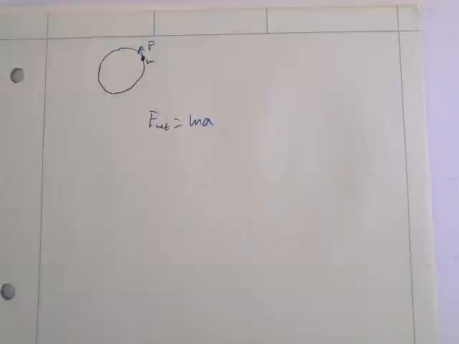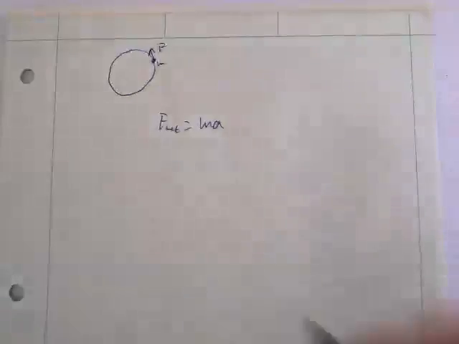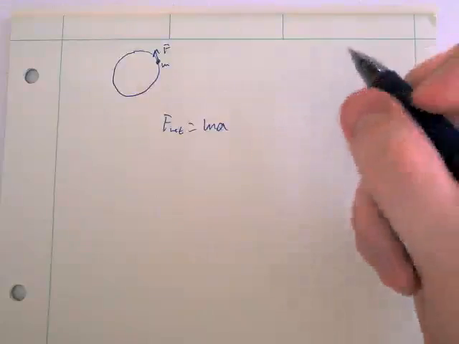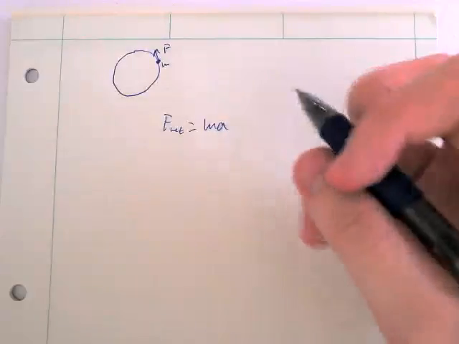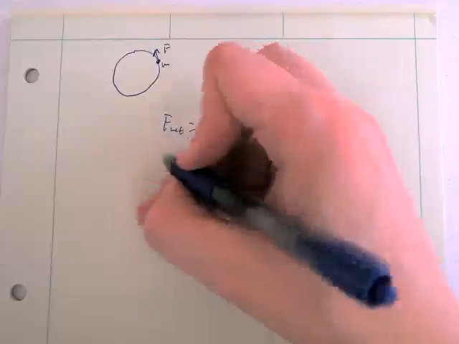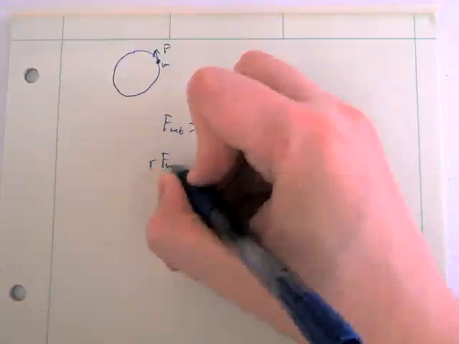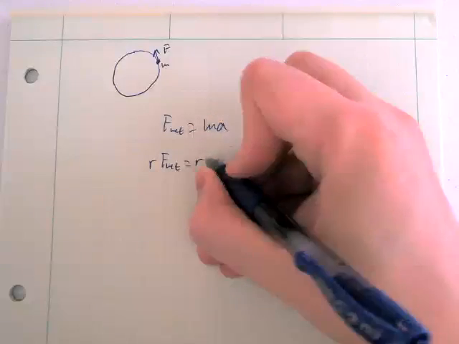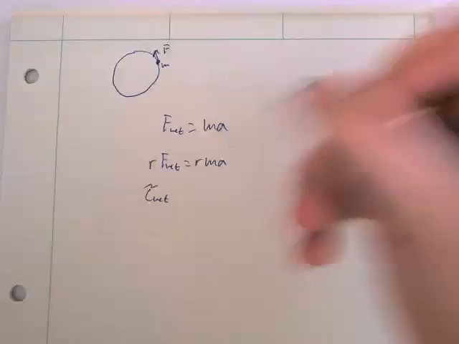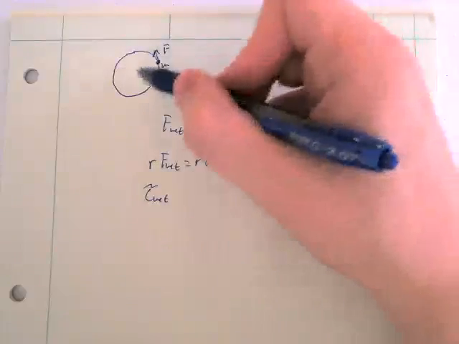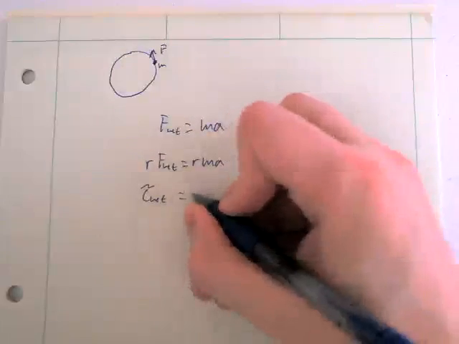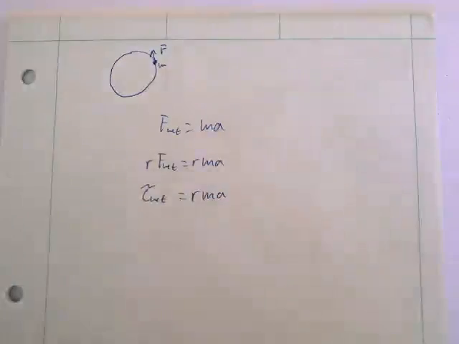And what can we write about this? We know that F net has to equal ma. This one just has to be true. This is just simple Newton's second law, but we can actually do a little bit better than this now. We can start to write this in terms of our net torque. We can say R times F net equals R times ma. This, of course, is then our net torque, just this radius. Again, we're saying that our net force is acting perpendicularly, so this is okay. So our net torque is equal to R times m times a.